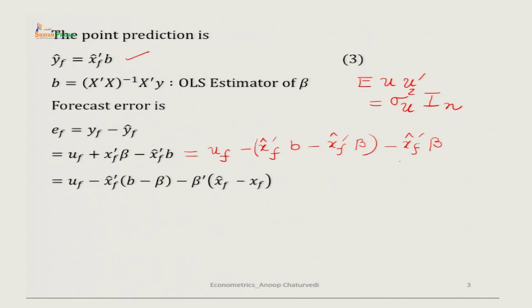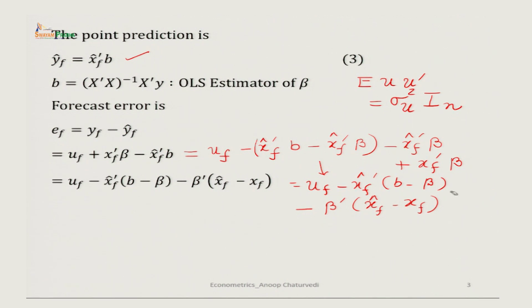And then we have plus xf transpose beta. And then we write it as uf minus xf hat transpose (b minus beta). And then we have minus, we write it as beta transpose xf hat, and we write this term as beta transpose xf transpose. So, you get minus beta transpose xf hat transpose, or you can take transpose outside. So, (xf hat minus xf) whole transpose.